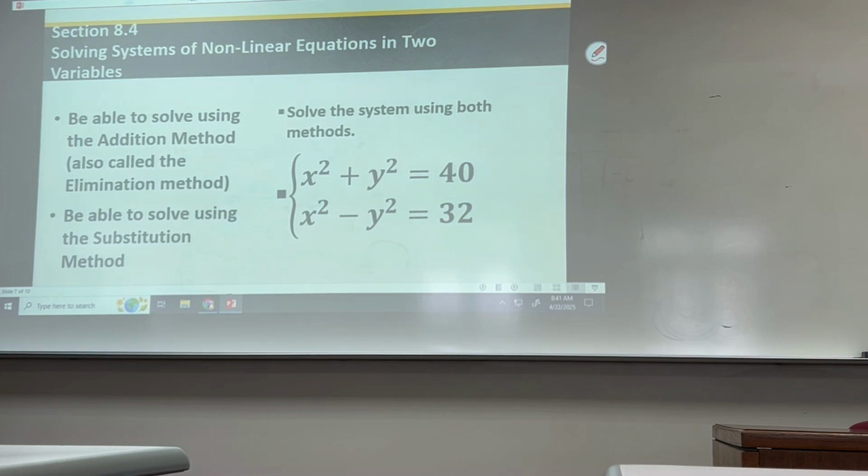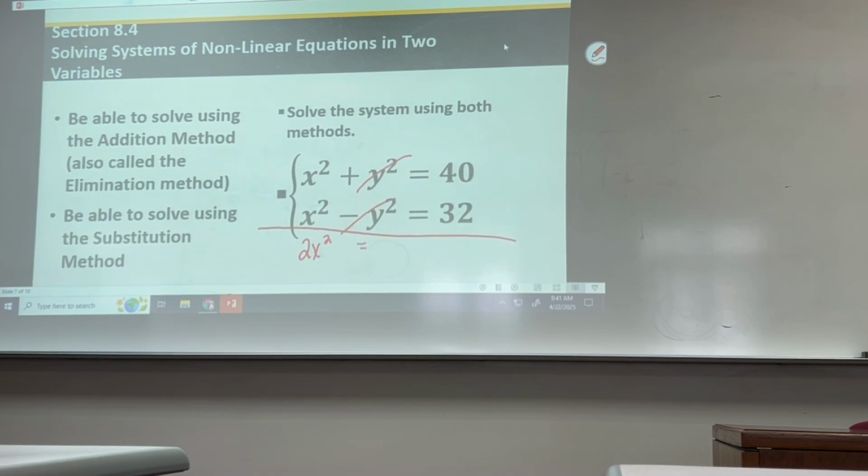If I gave you that system, and I just said solve it, I didn't tell you to use a particular method, I'm going to use elimination, aren't you? Because if you add these two up, aren't the y squares going to get eliminated? And so that to me would be the obvious method, it's already in the right form, I don't have to multiply by anything. So if I use the elimination method, I'm just going to add these up. x squared plus x squared is what? 2x squared. y squares get eliminated.